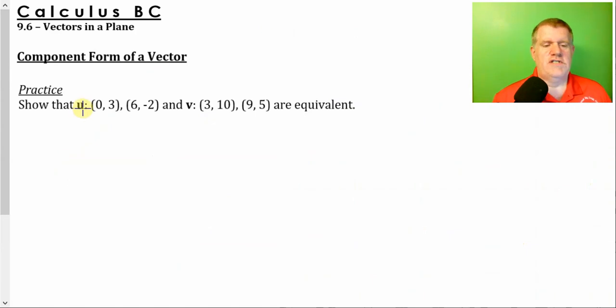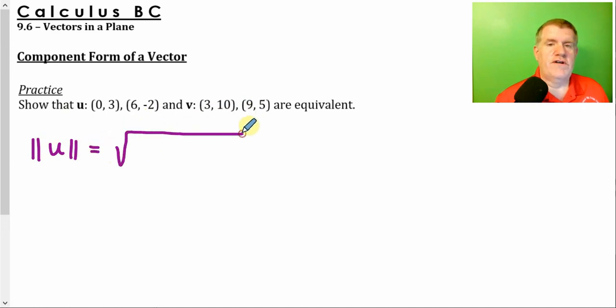Let's show that these two vectors that have these rectangular coordinates would be equivalent. So really, it's just from the point 0, 3 to the point 6, negative 2. Is that the same length and direction as 3, 10, 9, 5? Well, easy enough. We just figure out first the magnitude. Now the magnitude we denote with double lines on each side, but it's really just the distance. Good old Pythagorean theorem or distance formula.